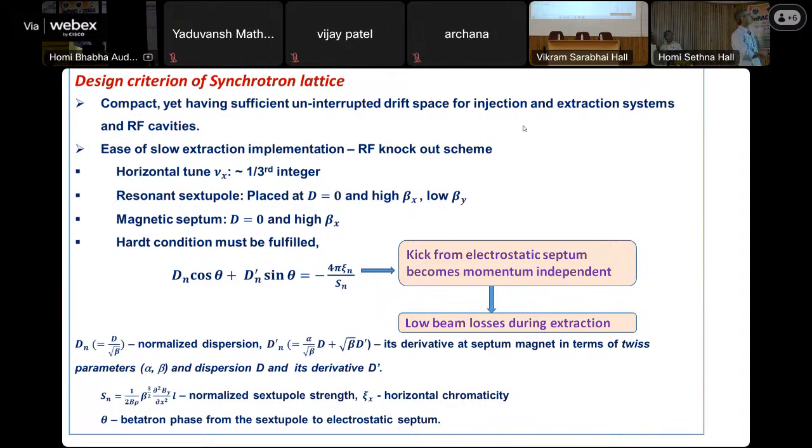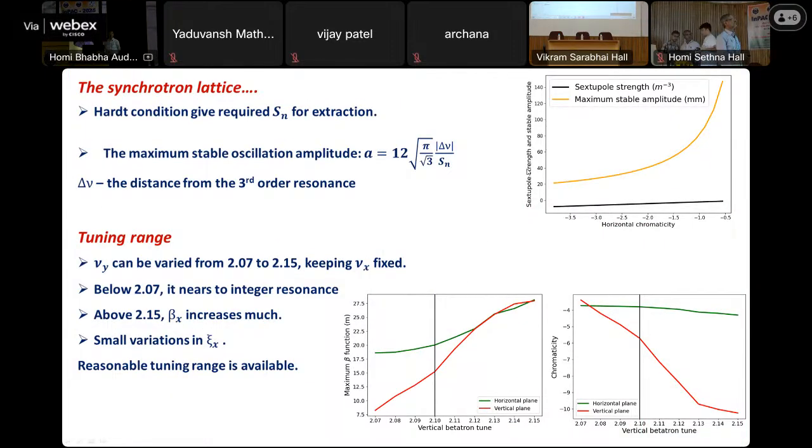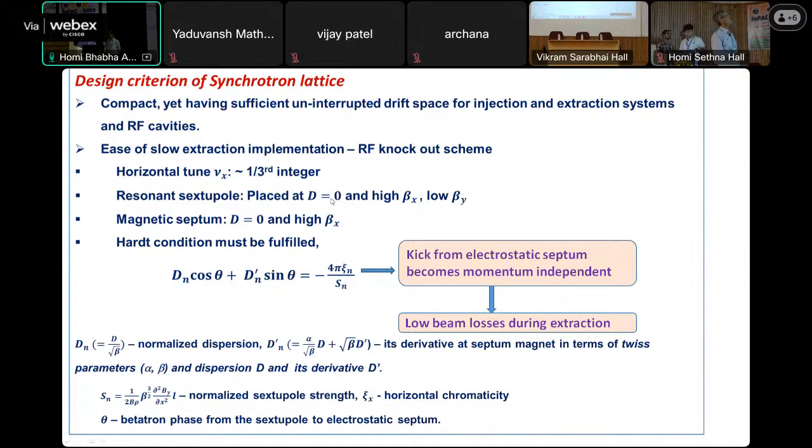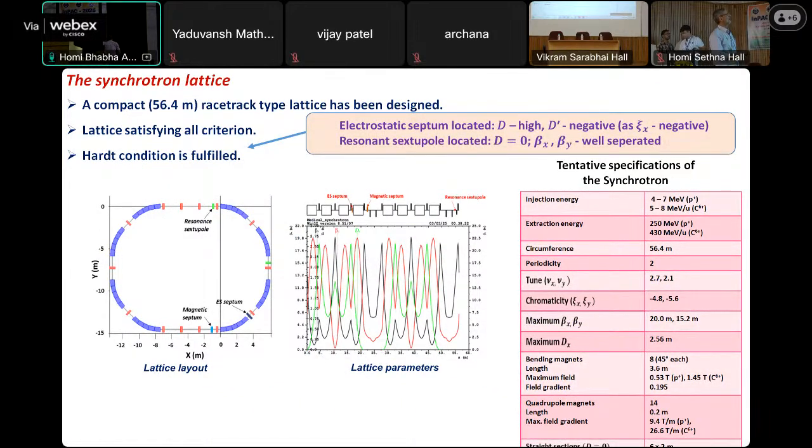I was just talking about how these three are related and whole accuracy depends on how we manage this thing. So based on these criteria, we have designed a compact lattice whose length is 56.4 meter. All the other lattices in the world are around 60 to 61 meter. So this lattice satisfies all the criteria.